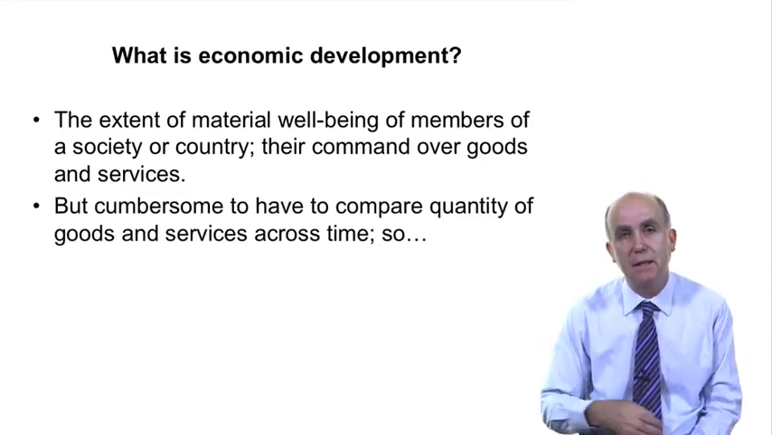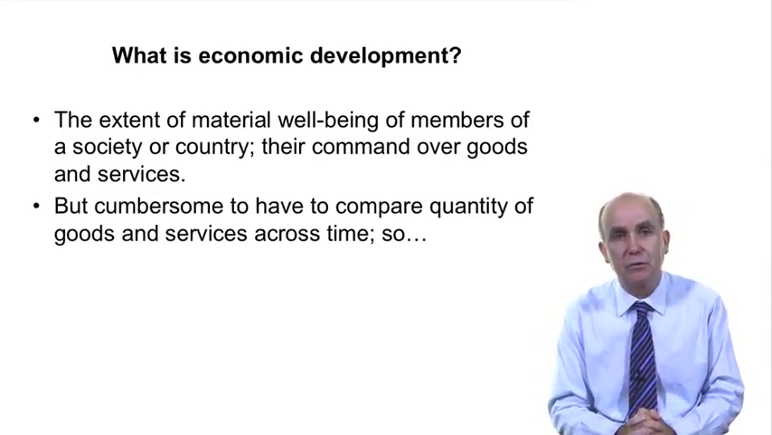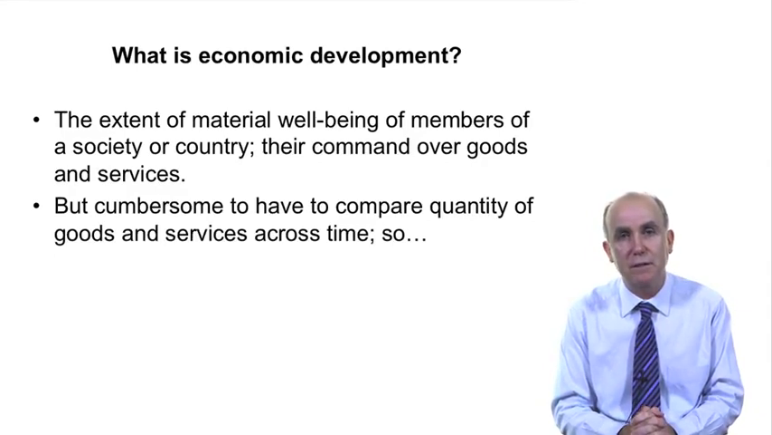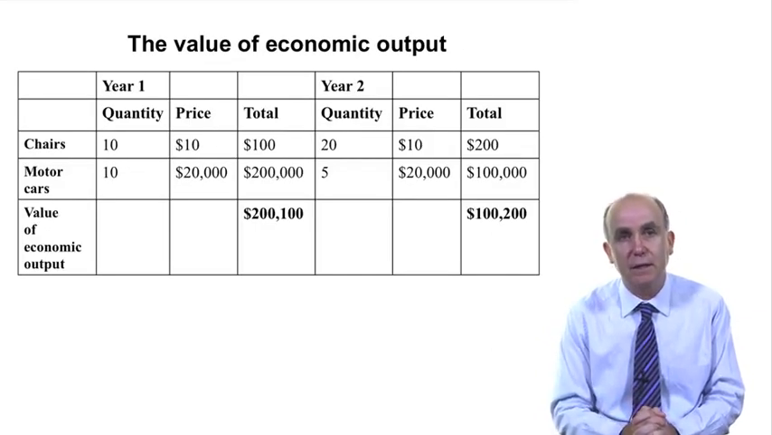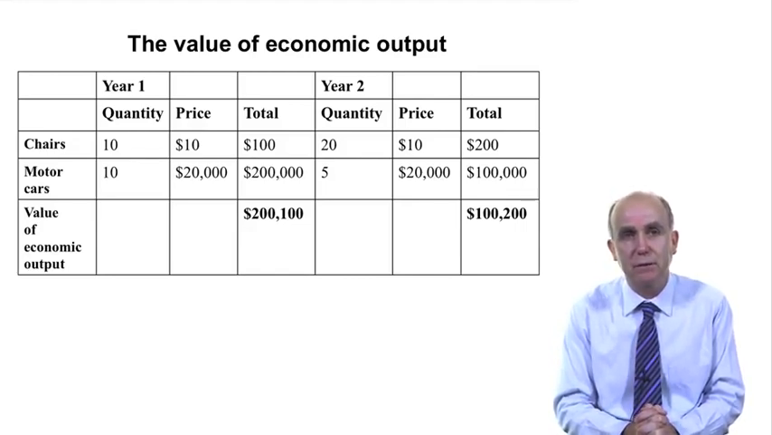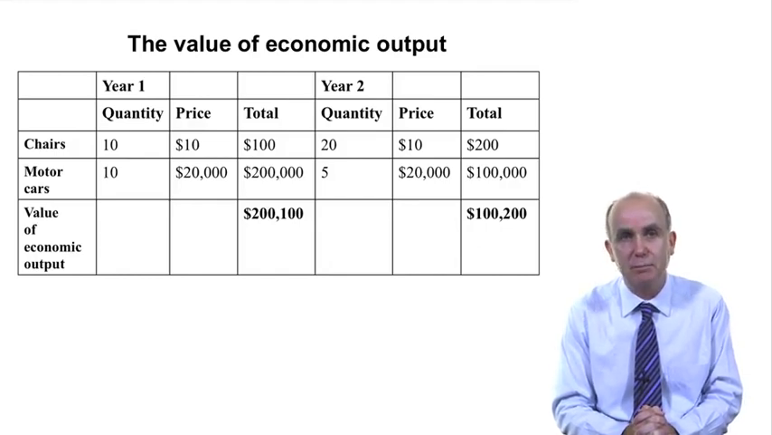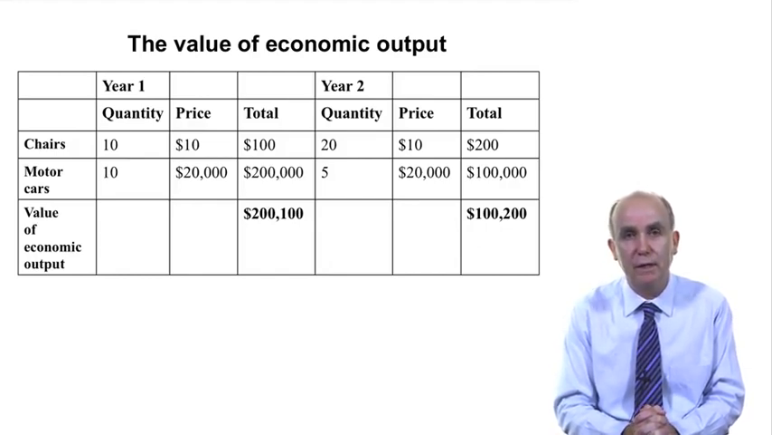A problem, though, is that it would be quite cumbersome to try and compare the quantity of goods and services in a society or country, for example, across time. On this slide I've got an example where I say, suppose there was an economy that produced just chairs and motor cars. And suppose in the first year they produced 10 of each, in the second year they produced 20 chairs and 5 motor cars. If we were comparing the quantities directly, then it's quite difficult to know whether we'd say that the society was better off in year 1 or year 2.